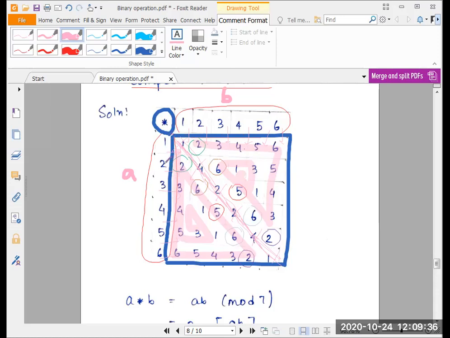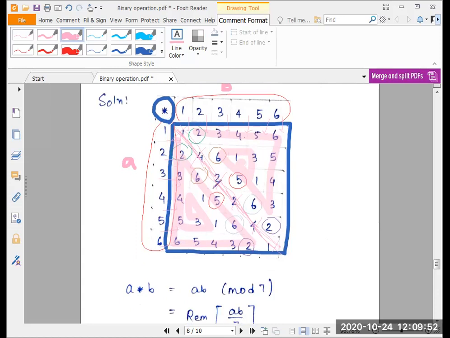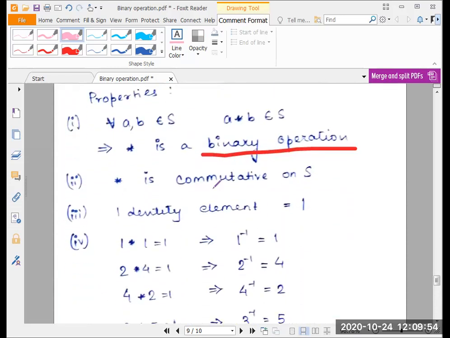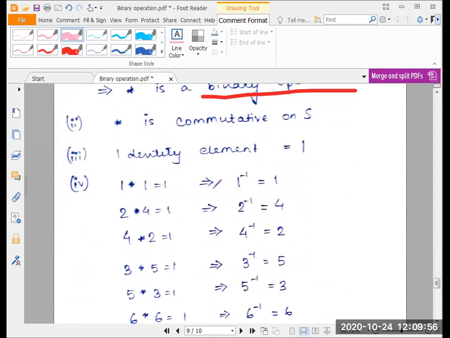I said 2 star 1 is 1. Sorry, 2 star 1 is 2, 3 star 1 is 3, 4 star 1 is 4, 5 star 1 is 5, and 6 star 1 is 6. So again, when I'm operating any number with 1, it is returning me the first number that I considered. So by definition, 1 is the identity element. So I can say that identity element exists without doing any calculation whatsoever, just by looking at the composition table.